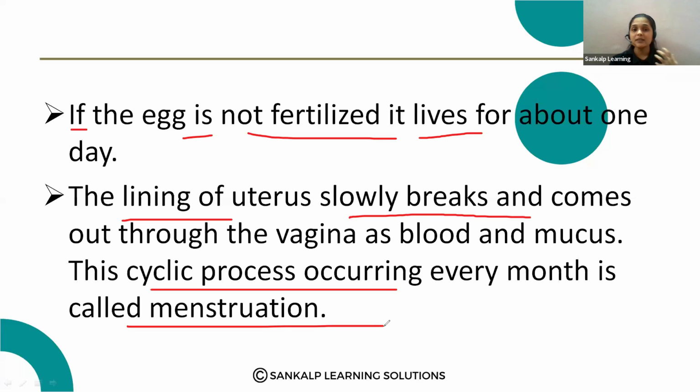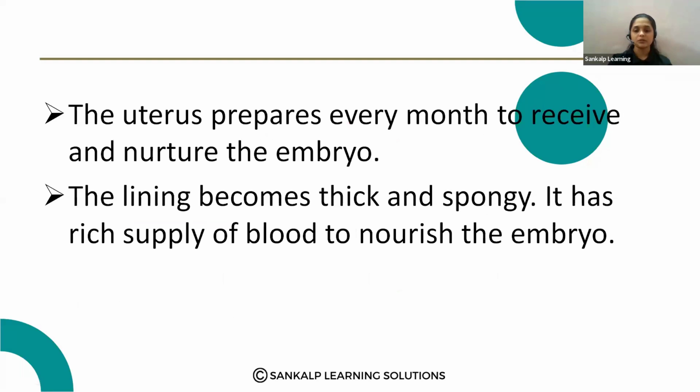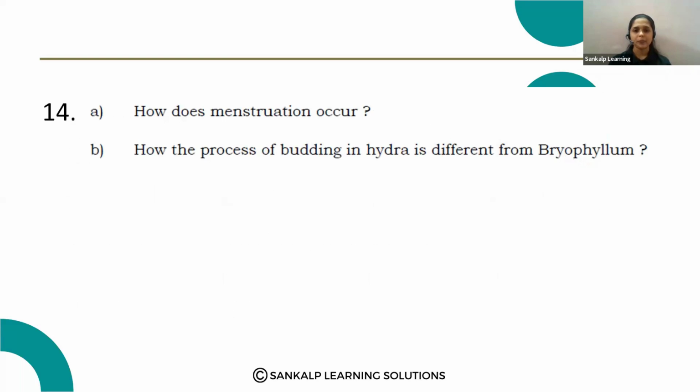What happens if the egg does not get fertilized? Then the menstruation cycle occurs. This should be your answer. So this is for the first question and this is for the second question. I hope this answer is completed. Next one.